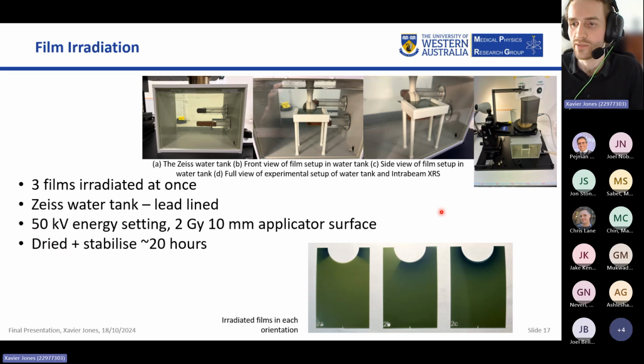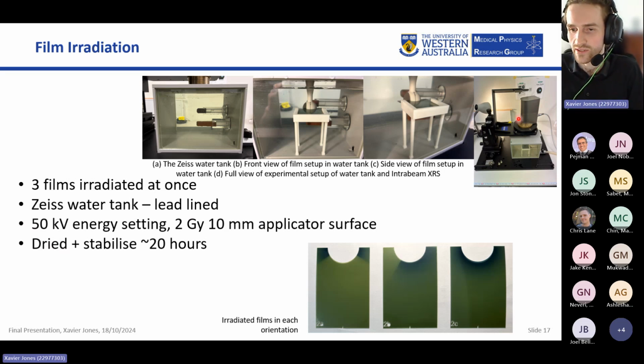3 films were stacked together within the film holder at once and submerged in the Zeiss lead-lined water tank, shown here. For each applicator orientation, care was taken to ensure correct alignment of the applicator relative to the film edge. The front and side of the setup within the tank is shown here, as well as a full view of the setup here. This is the X-ray source here.